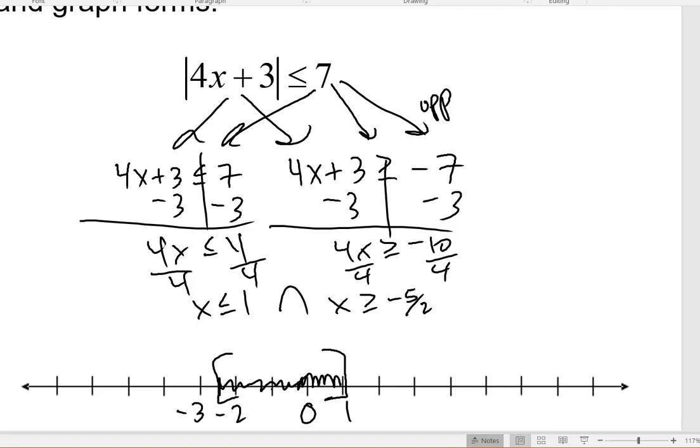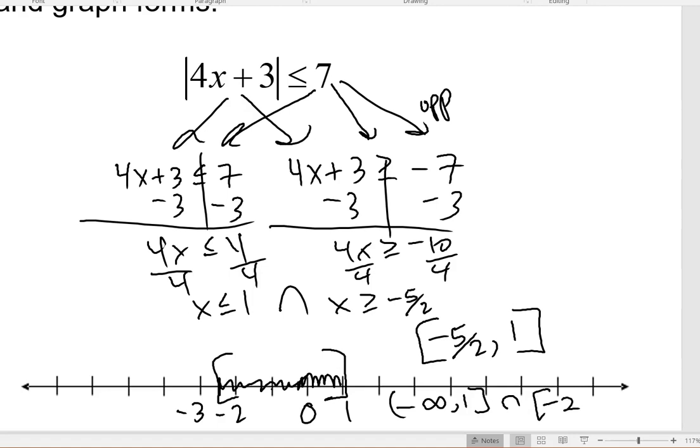What does the interval look like? Well, we've got a minimum of negative 5 halves. Please feel free to put 2.5 if that bothers you, or positive 1 here, okay? And you could also do negative infinity to 1, and negative 2 to infinity. And I would accept either of those intervals. Just make sure you have all the answers.